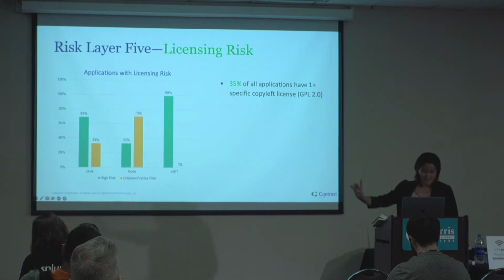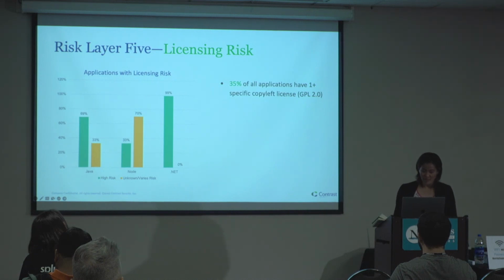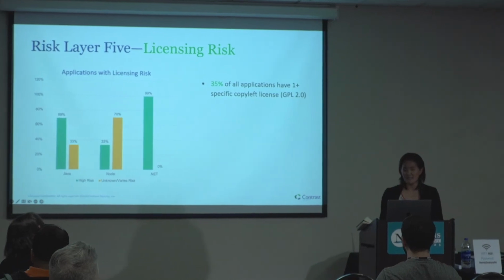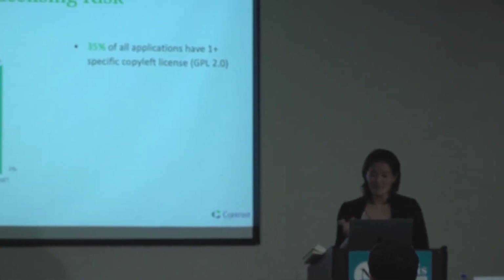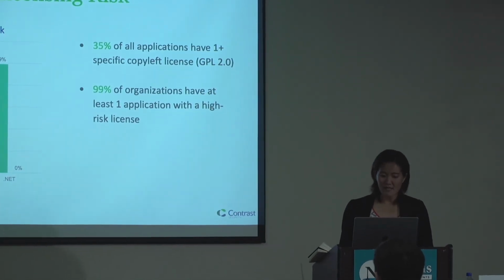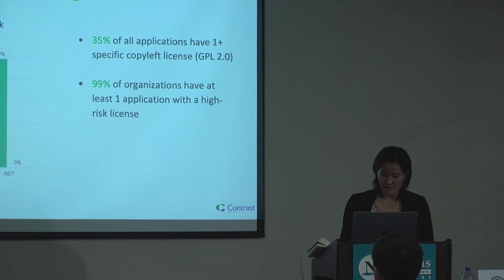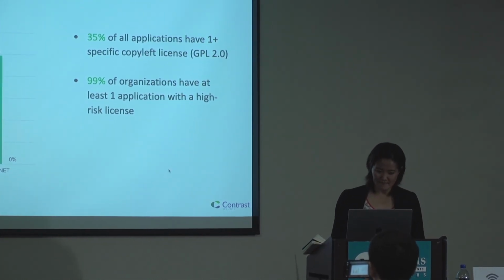Licensing risk here: 69% of Java applications use some sort of open source licensing. 35% in total have one or more specific copyleft licenses. And copyleft, versus copyright: copyleft is basically that you can use a copyrighted work, just with more limited terms. 99% of organizations have at least one application with a high-risk license. It was pretty interesting data.